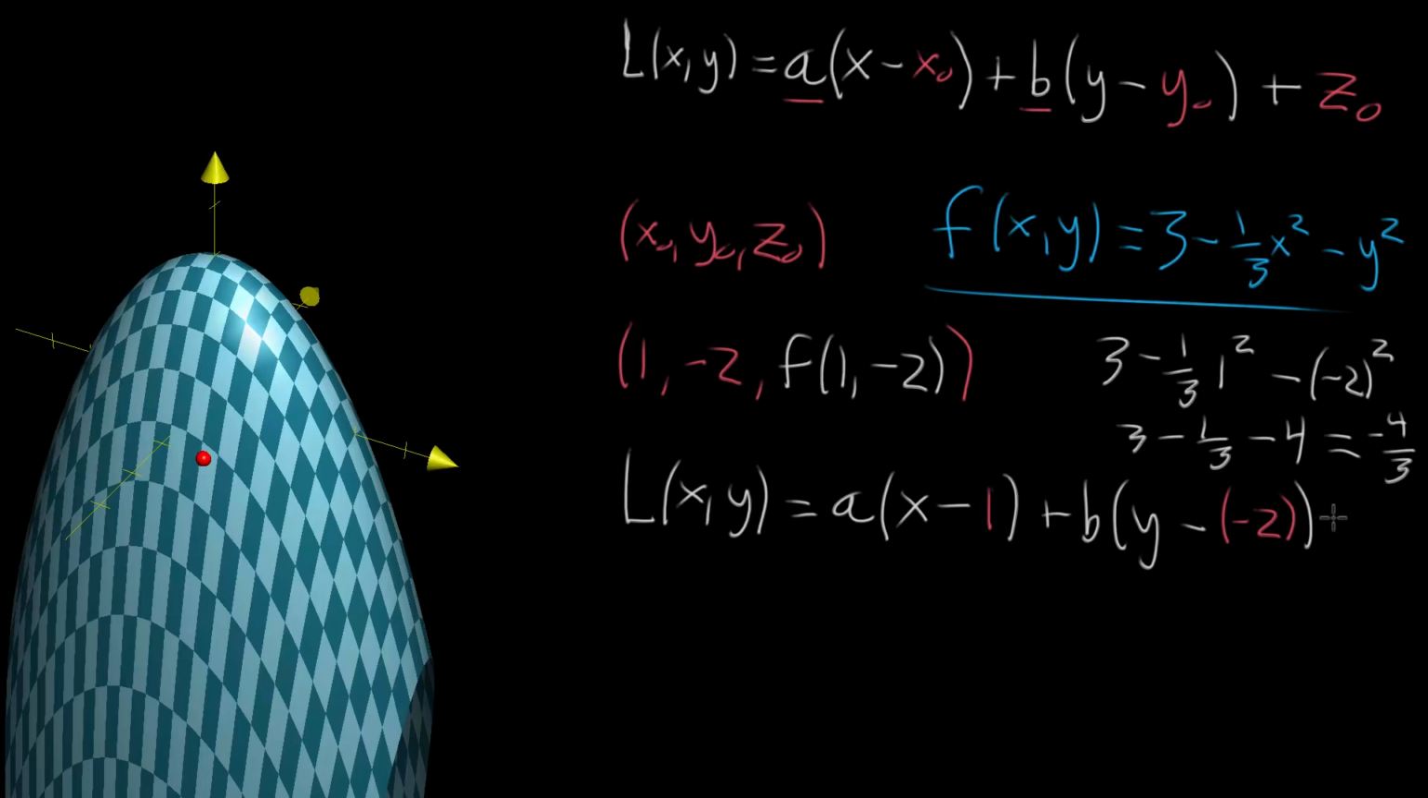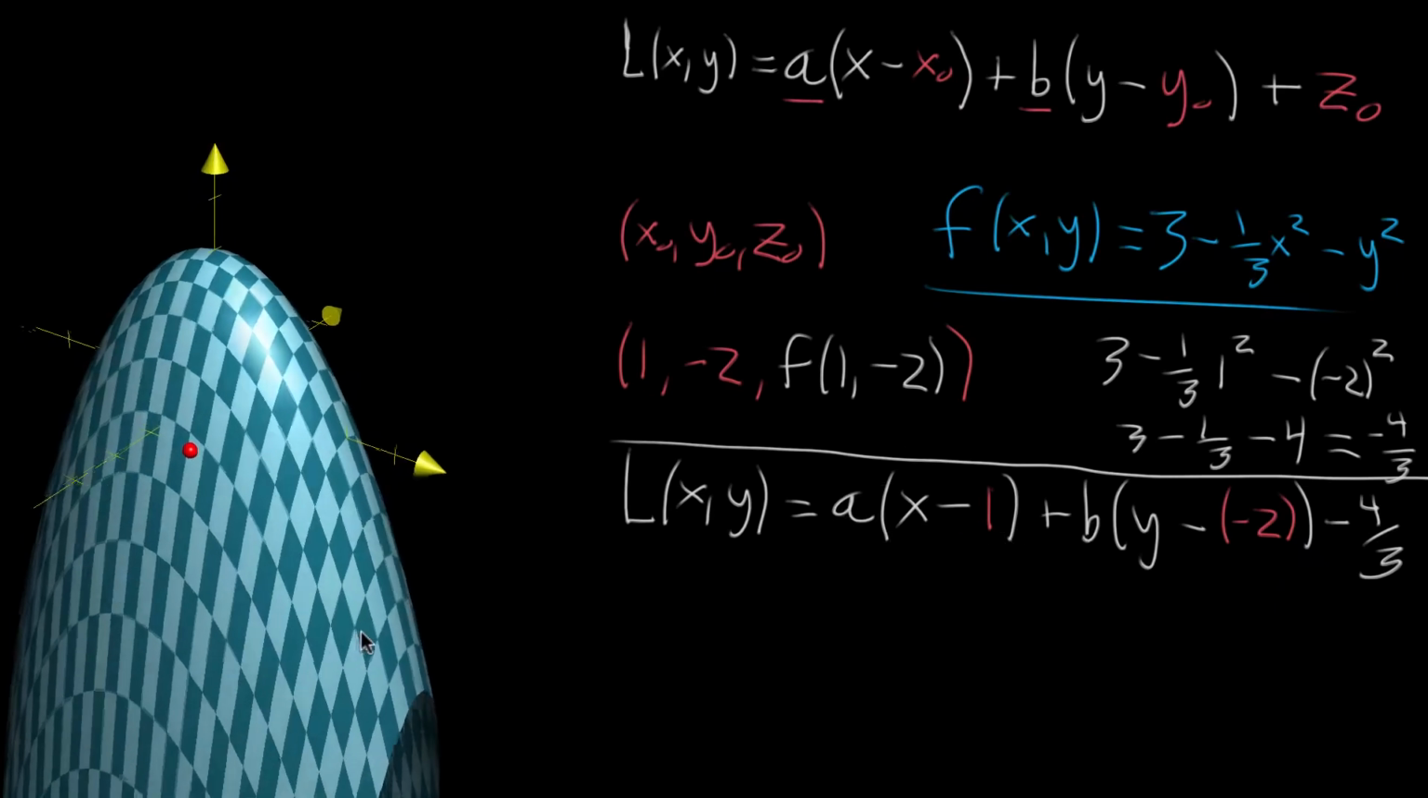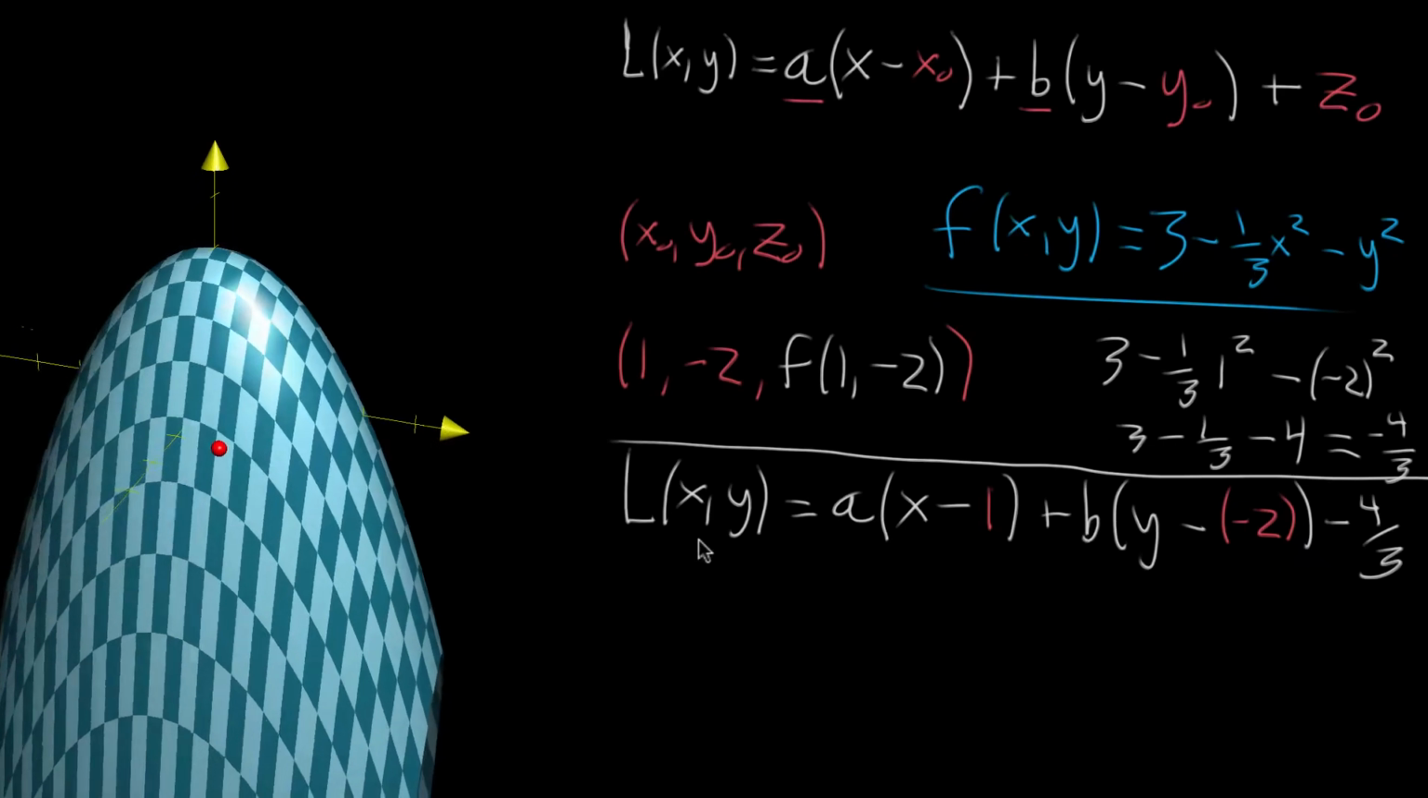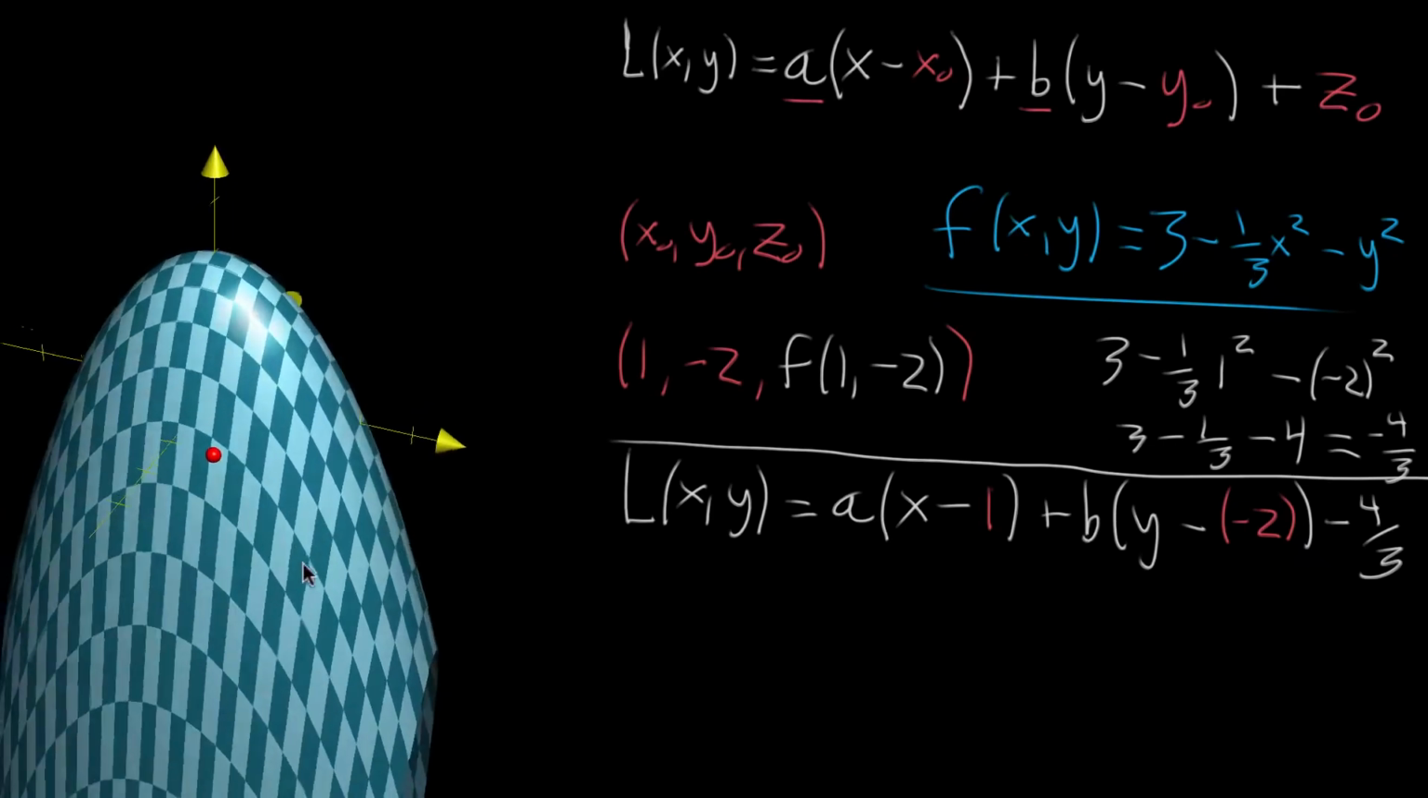Okay, so that's what we add to this entire thing. We add -4/3. And maybe I should make clear the separation here. So this is our function, but we don't know what a and b are. Those are things that we need to plug in. Now the whole idea of a tangent plane is that the partial derivative with respect to x should match that of the original function.